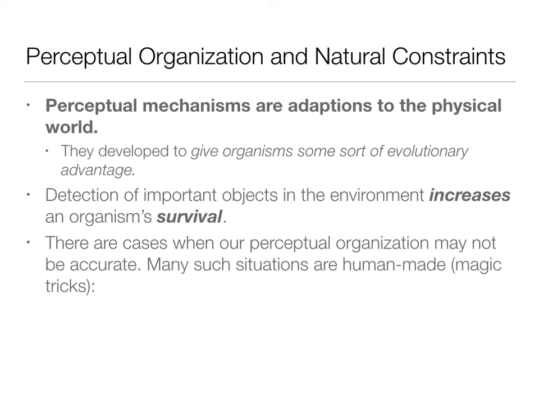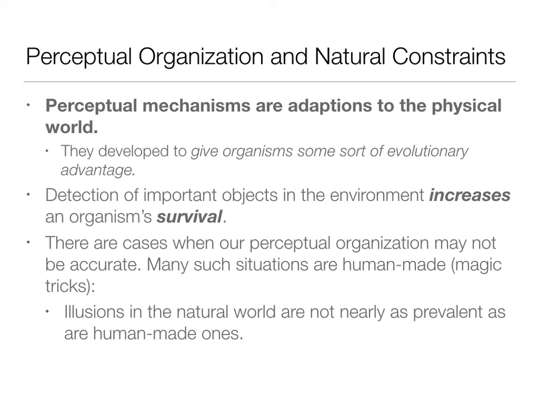There are many cases when this perceptual organization is not going to do us a great job. And this is the case mostly with human-made perceptions. So things that are human-made, not nature-made. The case of magic tricks, perfect example. We're going to fool the perceptual system every single time with those human-made ones. All these illusions that I show you in class, those are human-made, and they will fool your perceptual system. The illusions in the natural world really aren't as prevalent as the human-made ones. One of the main caveats to that is when an animal takes that perceptual mechanism and uses it to their advantage for their survival.